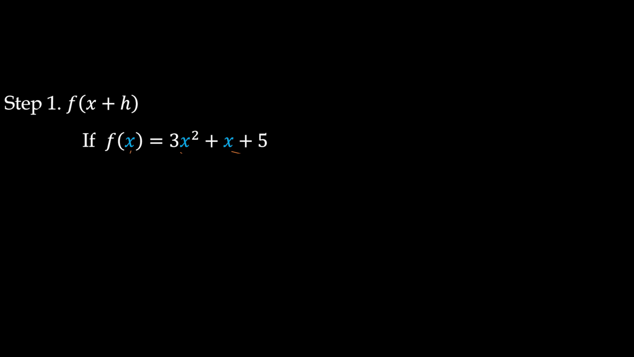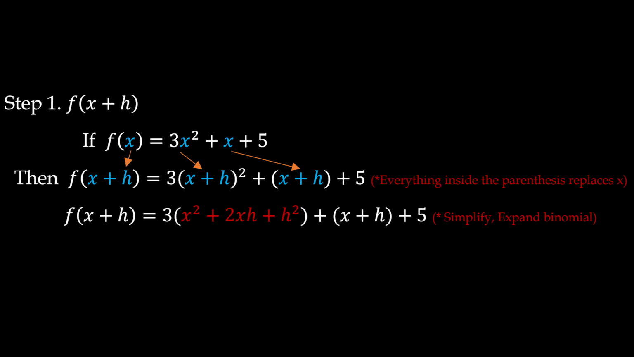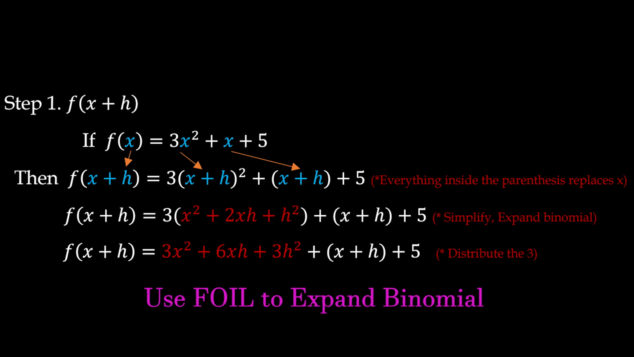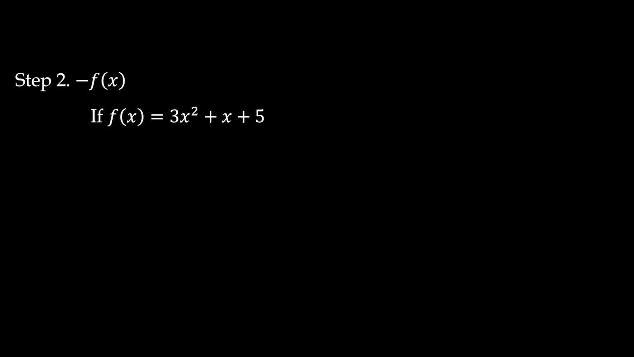Step 1, they want us to change our variable from x to x plus h. Again, be careful, there are multiple x's in this equation, so make sure you replace all of them with x plus h and use parentheses as needed. The first thing I'm going to do to simplify here is expand my binomial. Then what I'll do is distribute the 3 across. At this point, I could take away the parentheses from x plus h if I wanted to, since addition is commutative.